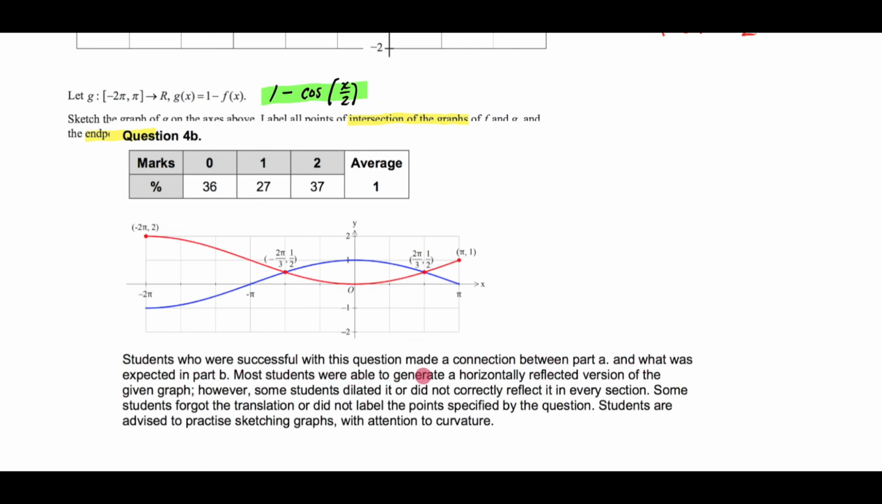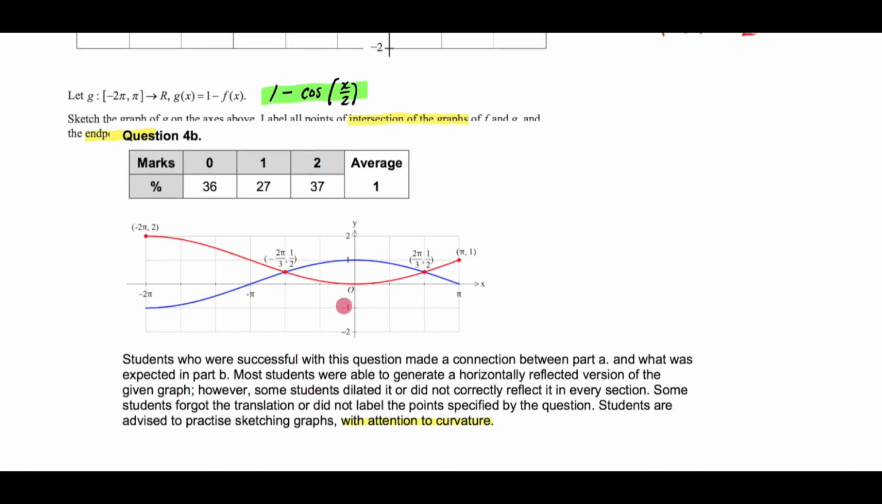Most students were able to generate a horizontally reflected version of the given graph. However, some students dilated it or did not correctly reflect it in every section. Some students forgot the translation or did not label the points specified by the question. Students are advised to practice sketching graphs with attention to curvature. How important is that? They will deduct marks if your curvature is not correct.